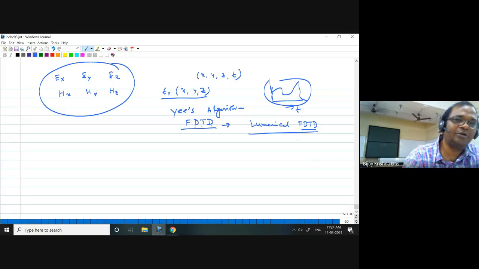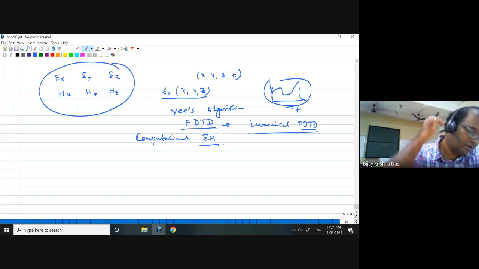That means you may not need to go into how the FDTD algorithm works, but for that you can see any standard book, like those on computational electromagnetics. There you can see how the algorithms are developed. There are books and some popular courses too. You can check online courses, or our IIT also offers such a course. You can learn there. I will not discuss that in this course.